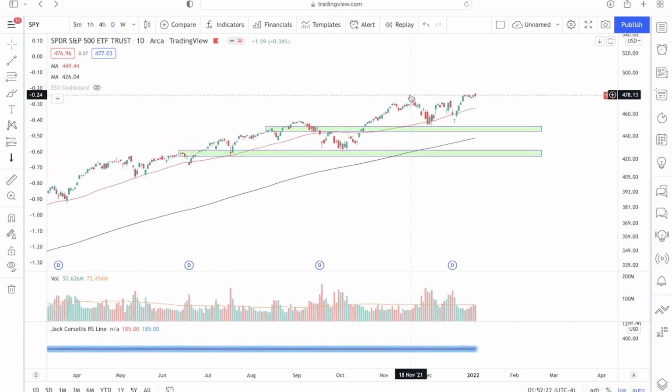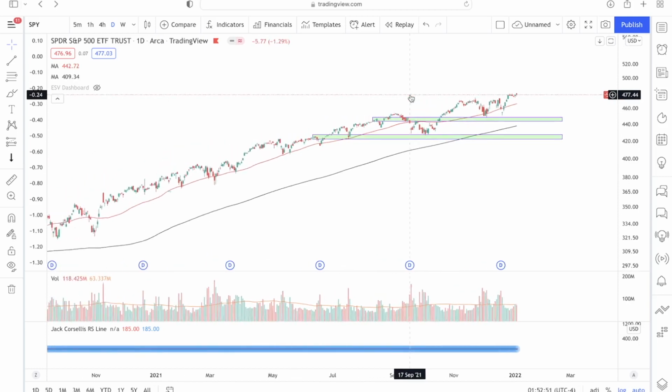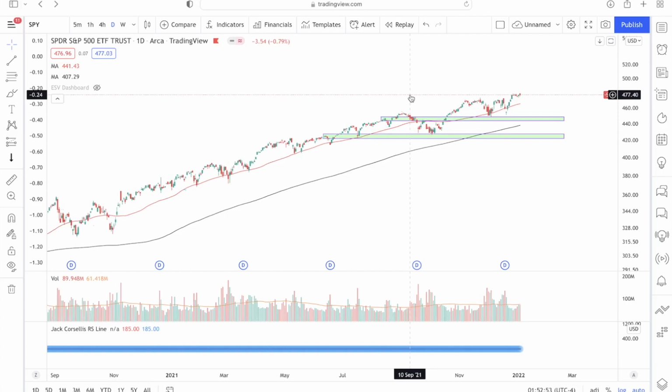If we zoom out, you'll see that for the whole of 2021, the S&P 500 generally has been on an uptrend. Yes, there have been some corrections along the way, but generally it has been on an uptrend. At the start of last year, the S&P 500 was at this point over here. And you can see that for the most part of last year, it made higher lows and higher highs, which indicates that the S&P 500 is on an uptrend.